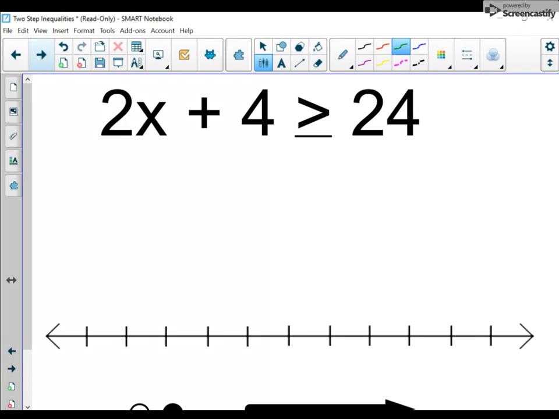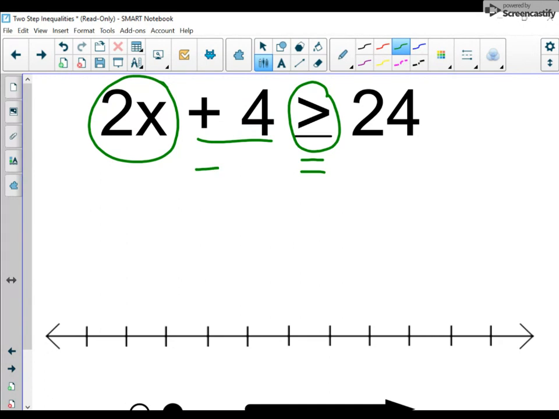So let's start with this first example here. Again, we're just going to ignore this inequality sign for now, and think of it as an equal sign. So if that said 2x plus 4 equals 24, what would our first step be? Well, we want to isolate our term with our variable. So I'm going to circle my 2x, which means plus 4 is in my way. How do I get rid of plus 4? I have to do the opposite, which means I'm going to minus 4 from both sides. 24 minus 4 gives me 20. And then I'm left with 2x because 4 minus 4 is 0.